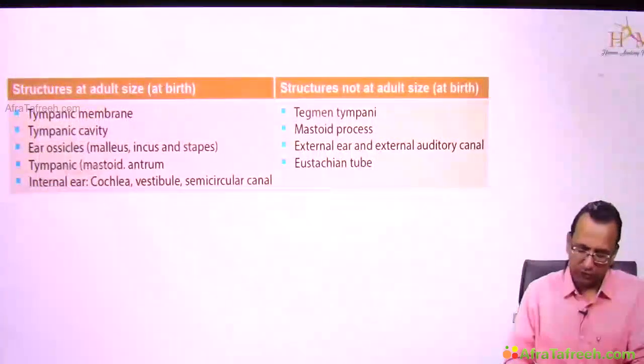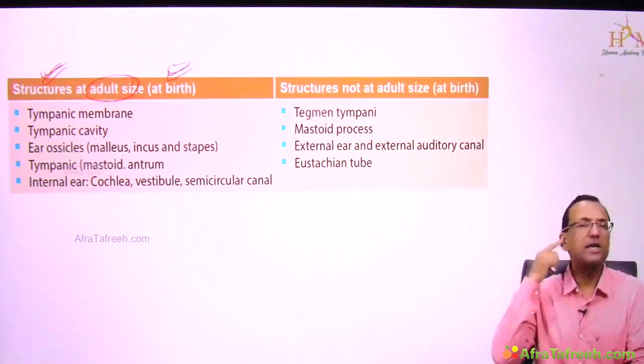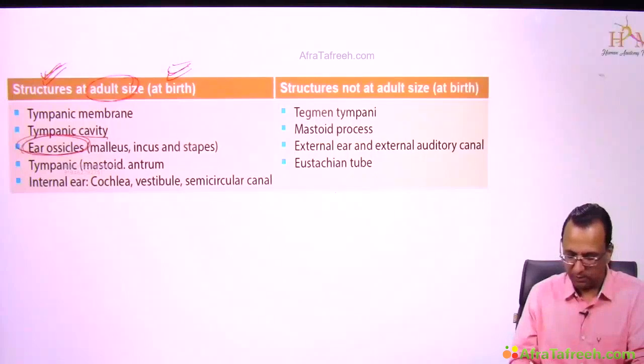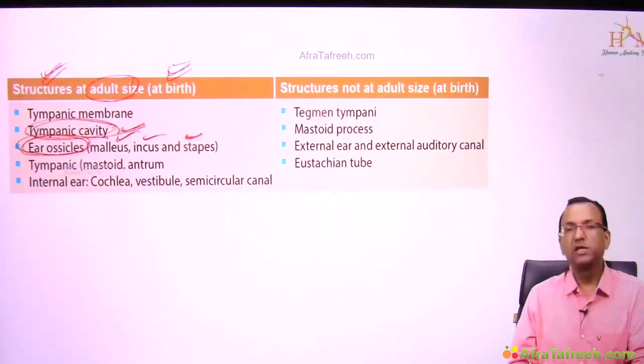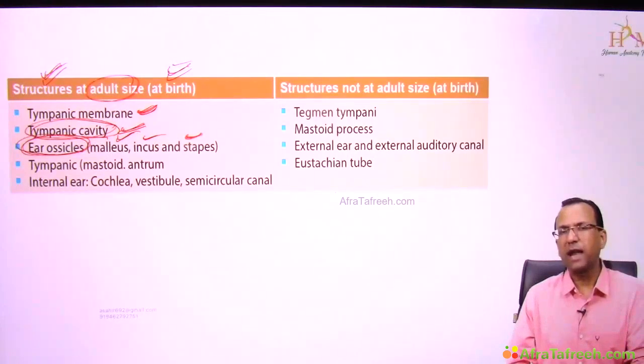Now remember, structures which are of adult size at birth are the ear ossicles. They don't grow after birth. So ear ossicles do not grow after birth, meaning malleus, incus and stapes. Why? Because the middle ear cavity is adult size at birth. Tympanic cavity, middle ear cavity is adult size at birth. Yes, even the tympanic membrane. So the tympanic membrane, the lateral wall of the middle ear cavity. Yes, lateral wall.